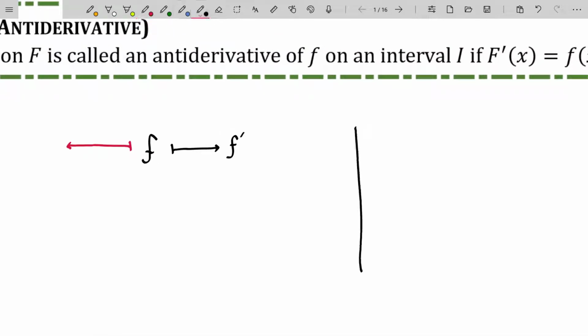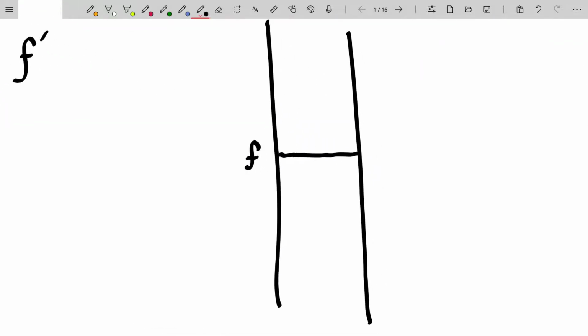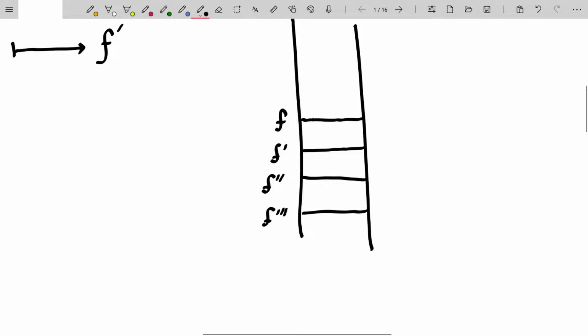Let me draw a ladder here. You have this ladder, and you're currently at this rung called function f. One derivative down is f prime. Two derivatives down is f double prime, and so on and so forth. But we've never talked about climbing the ladder. We've just talked about going down this ladder.